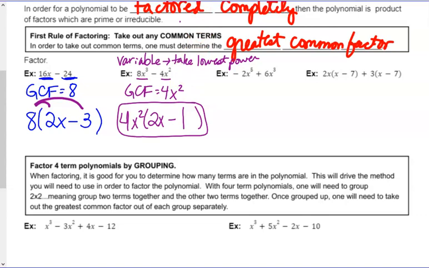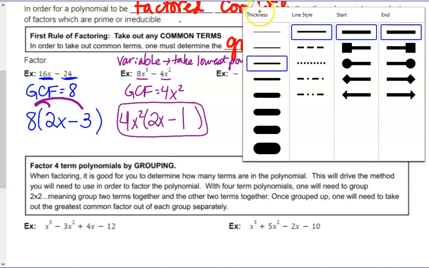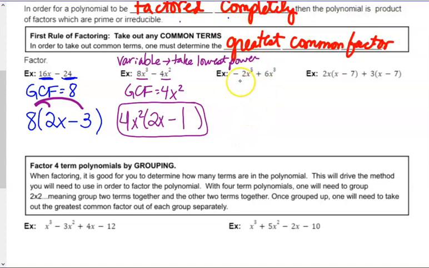The next one ends up having negative 2x to the 5th plus 6x to the 3rd. So I need to take out common terms between each one of those. Between 2 and 6, the greatest common factor is going to be 2. And with my powers, I have x to the 5th and x to the 3rd. So I'm going to take out my lowest power. So I need a 2, x to the 3rd. But also notice this time I have a negative up front. Sometimes you do have to take a negative out.